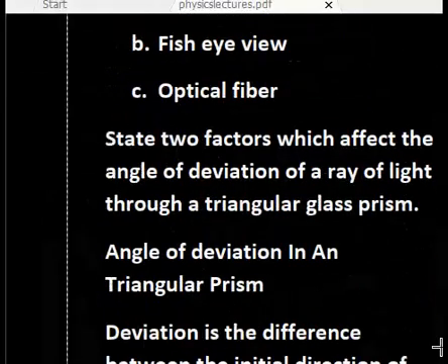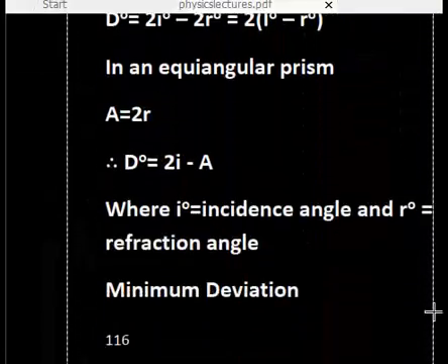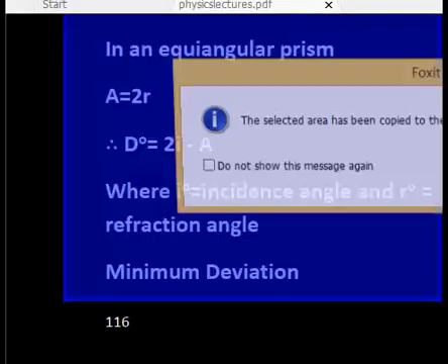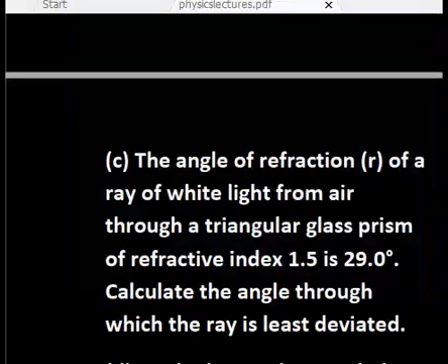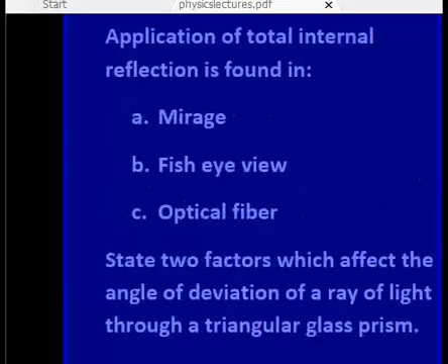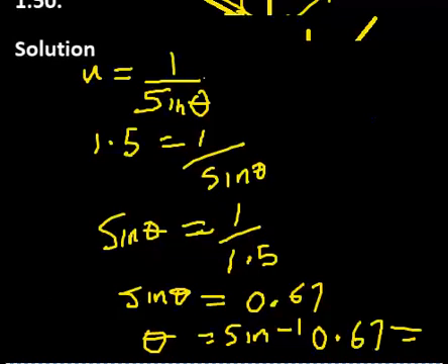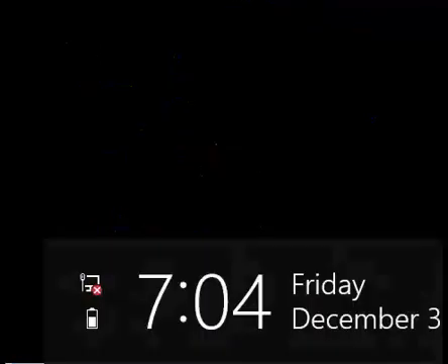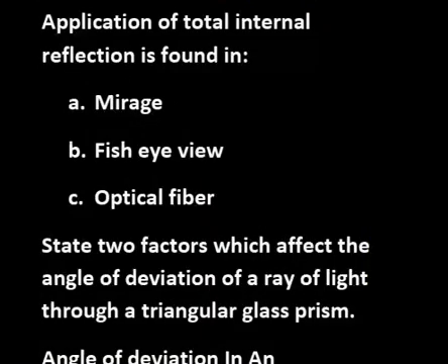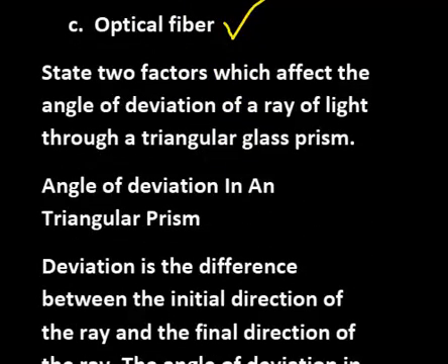Now let's look at the application of total internal reflection. All right, so I bring it up to the screen. The application of total internal reflection is found in the following: formation of mirage, fish eye view, and optical fiber. So let's start. I'm going to describe them one after the other.